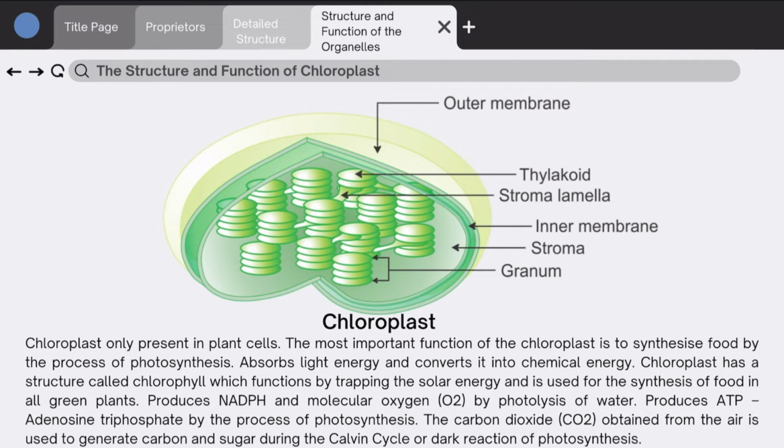Chloroplast has a structure called chlorophyll, which functions by trapping the solar energy and is used for the synthesis of food in all green plants. It produces NADPH and molecular oxygen O2 by photolysis of water, and produces ATP, adenosine triphosphate, by the process of photosynthesis. The carbon dioxide or CO2 obtained from the air is used to generate carbon and sugar during the Calvin cycle or the dark reaction of photosynthesis.